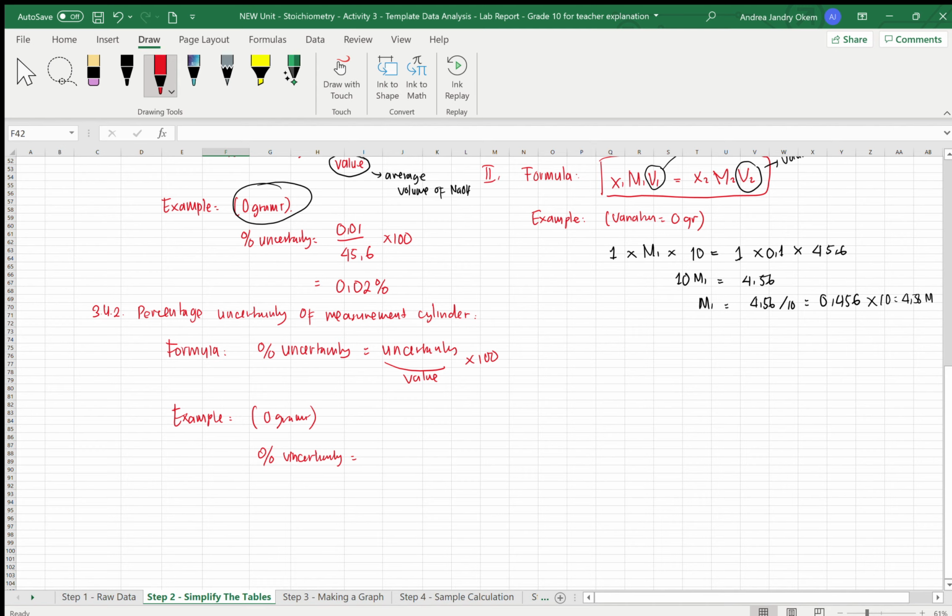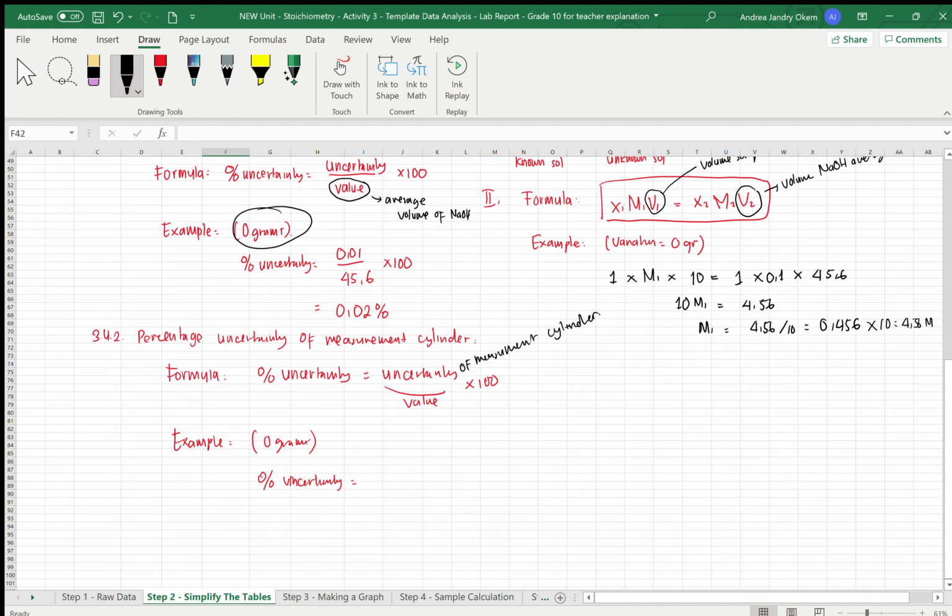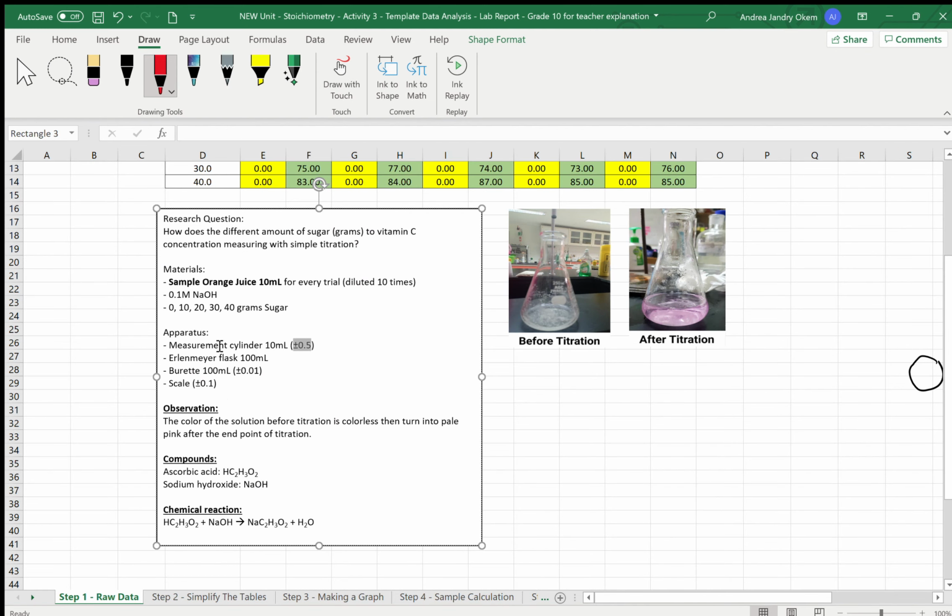Now, just go to find the uncertainty of the measurement cylinder. So this one is the uncertainty of the measurement cylinder, or this one 0.05. Sorry, 0.5. 0.5 divided by value. How many milliliters of the sample do we use? We can go to this one and see the sample orange is only 10 milliliters.